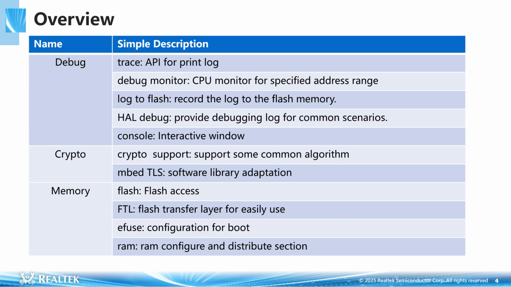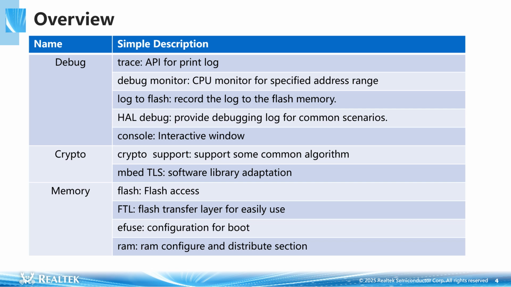First is the debug module, which includes a trace API for log printing, a CPU monitor for a specified address range, and the ability to record logs to flash memory. Additionally, there is HAL debug, providing debugging log for common scenarios, and an interactive window console.